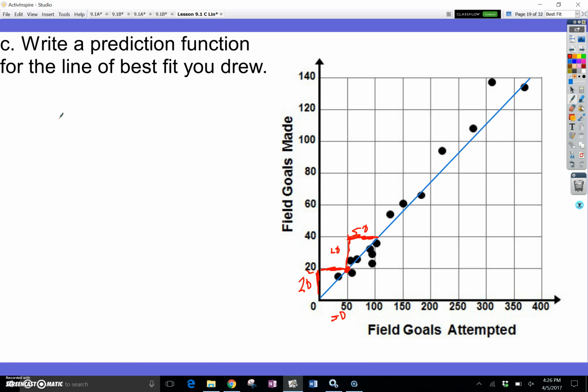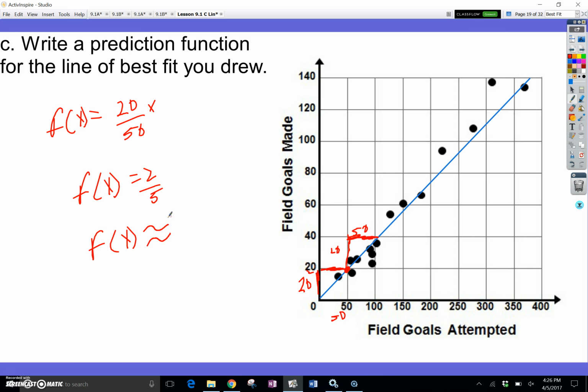So write a prediction function. So I believe my function is f(x) equals my rise over run, which would be 20 over 50 x. And I started at the origin, so that would just be plus 0. That would reduce to f(x) equals 2 over 5 x. Now remember, this is not exact, it's about. And in math, when we're writing about, we don't draw straight lines, we draw these funny little squiggly lines. It's about 2/5. Okay? So that's what I want to use as my predictor. So basically for every 5 shots I take, I'm going to make 2 shots.